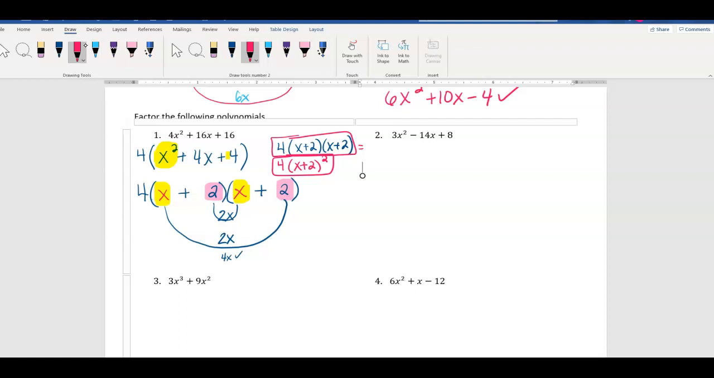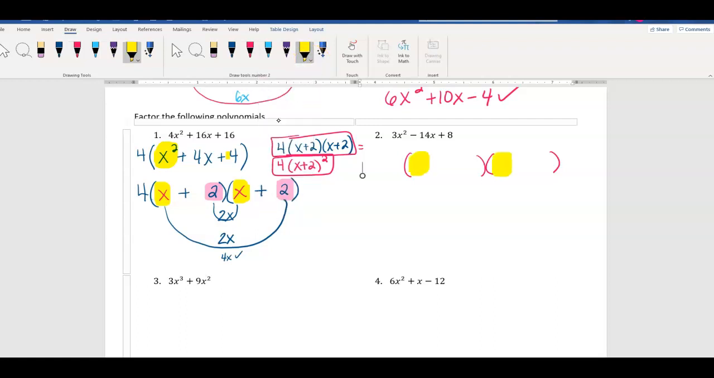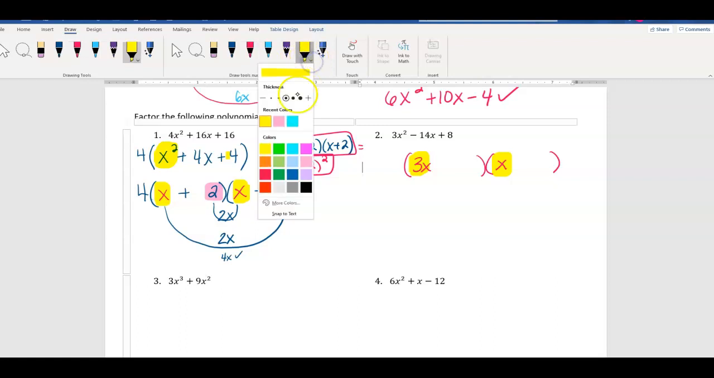In number 2, if I ask myself if I have a greatest common factor, that answer is no. So I know that I'm just going to start off with 2 linear binomials. Again, I need this first spot to multiply to 3x squared. My only options are going to be 3x and x. On the back end, I need it to be positive 8.